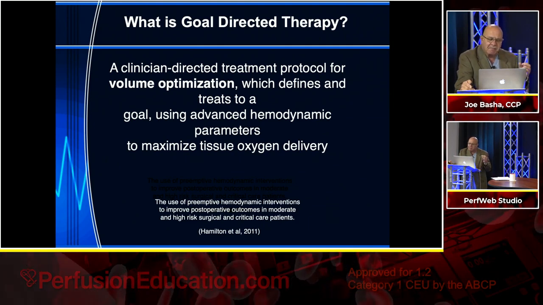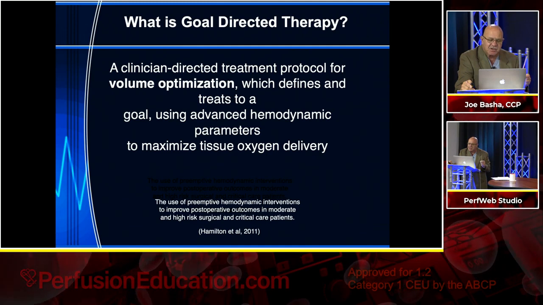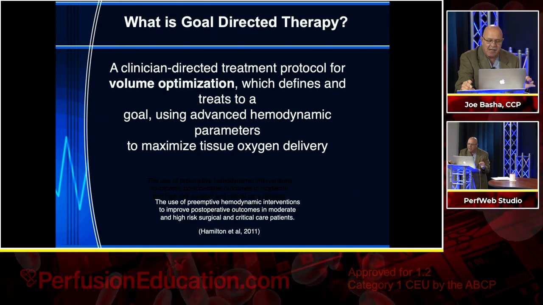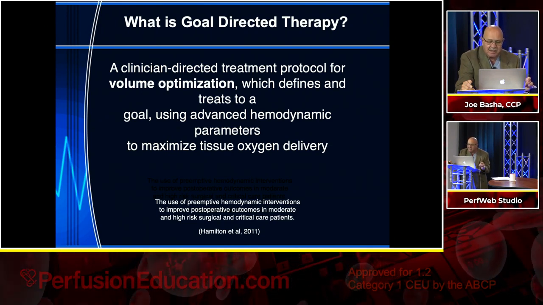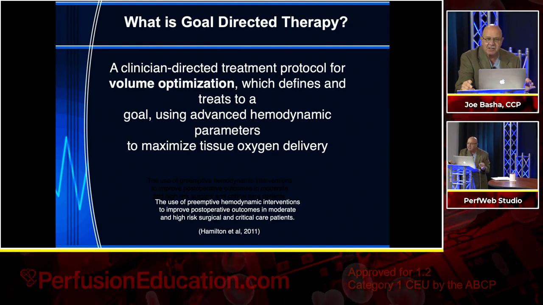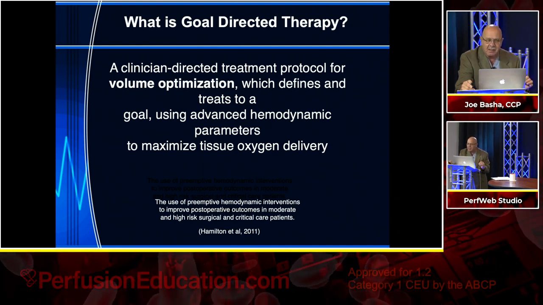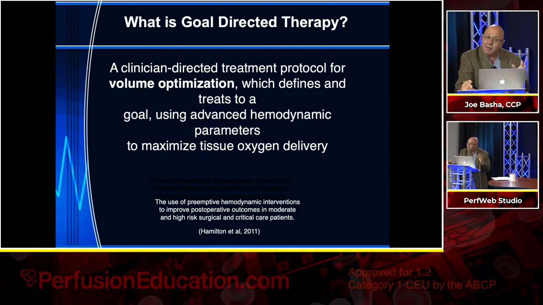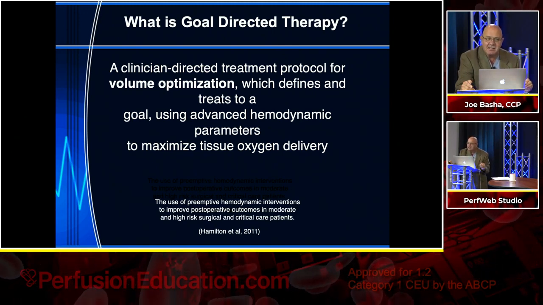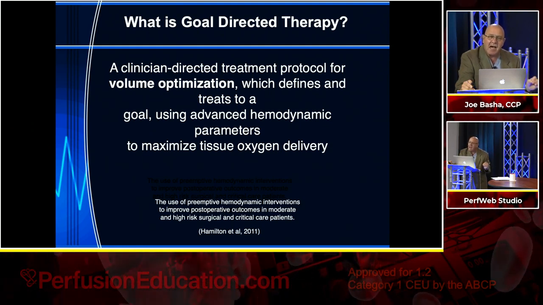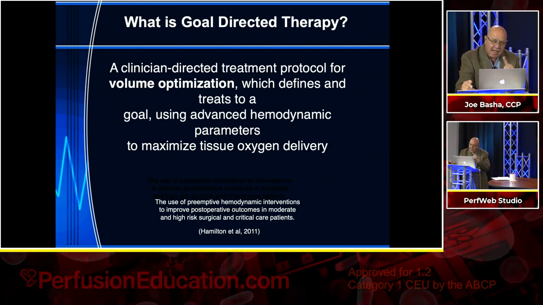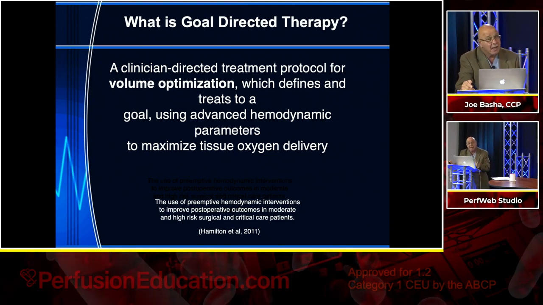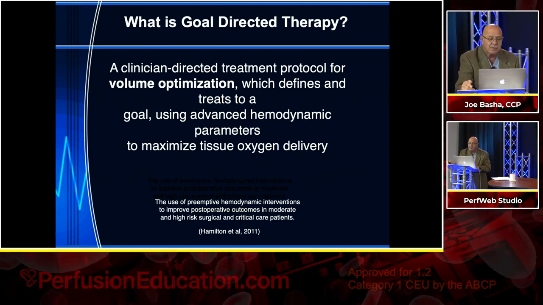Goal-directed treatment is a protocol for volume optimization, which defines and treats to a goal using advanced hemodynamic parameters to maximize tissue oxygen delivery. That's really going to be the theme here: oxygen delivery. The critically ill patient will generally have a DO2 or O2 deficit to the tissues for a variety of different reasons. But the key is to correct that deficit by optimizing their hemodynamic cardiovascular status. And there are ways to do that. There are old ways, new ways, some that are effective and some that are more effective. So we'll talk about those.